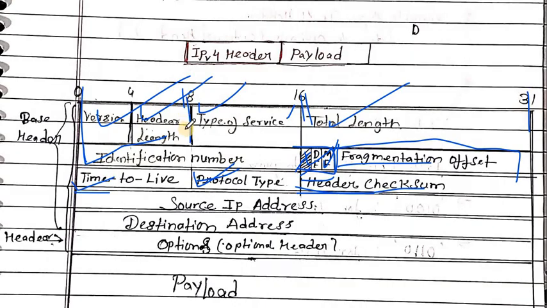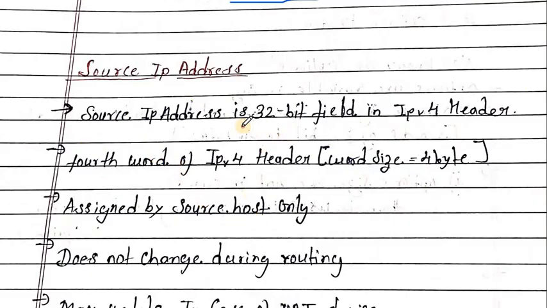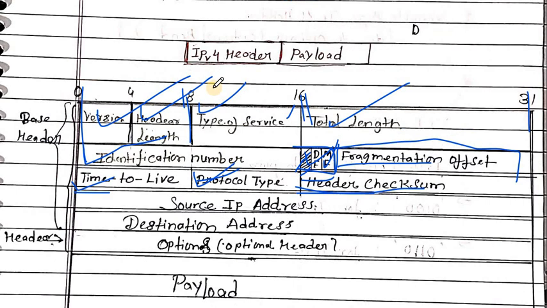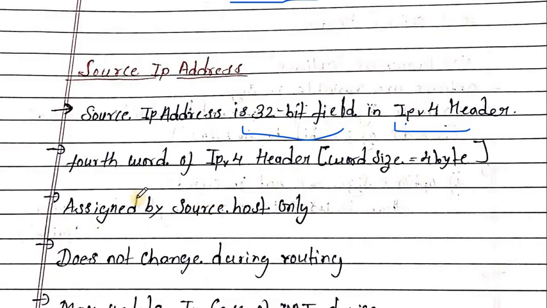Now the next field of the IPv4 header is the source IP address. It is a 32-bit field of the IPv4 header. This is the fourth word of the IPv4 header: here 1 word, 2 word, 3, and the fourth. The word size of the header is 4 bytes.